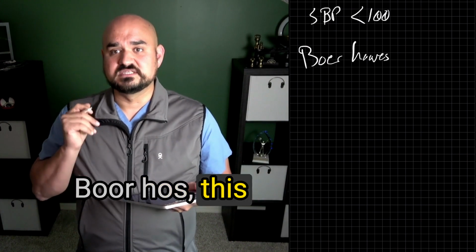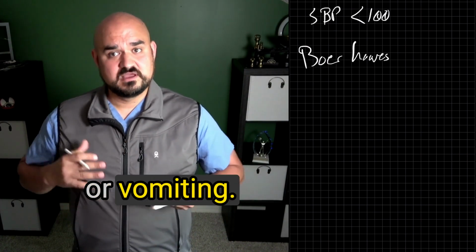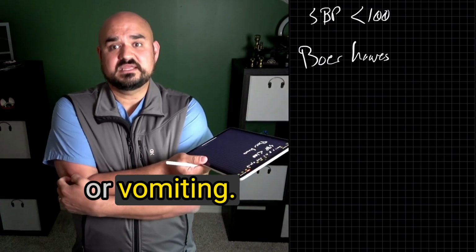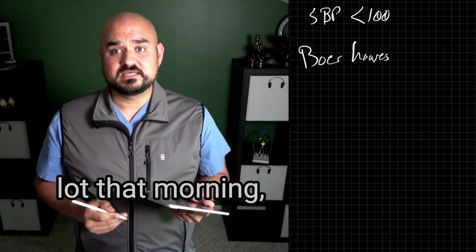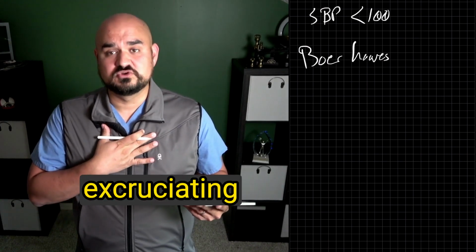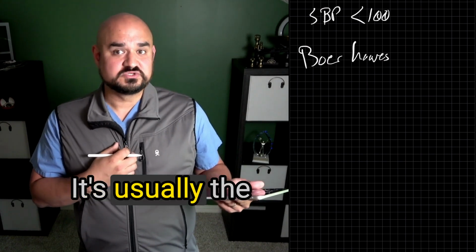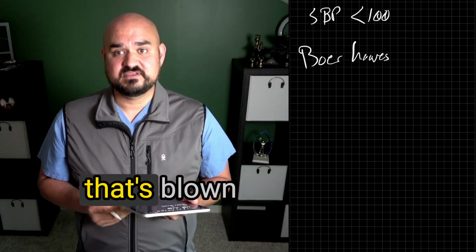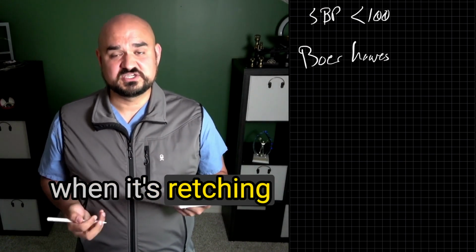Usually with Boerhaave, this is from retching or vomiting. They'll have a history of recent retching or vomiting. Maybe they're an alcoholic that's been vomiting a lot that morning, and they'll have excruciating chest pain. It's usually the lower left side of the esophagus that's blown out with Boerhaave when it's from retching with vomiting.